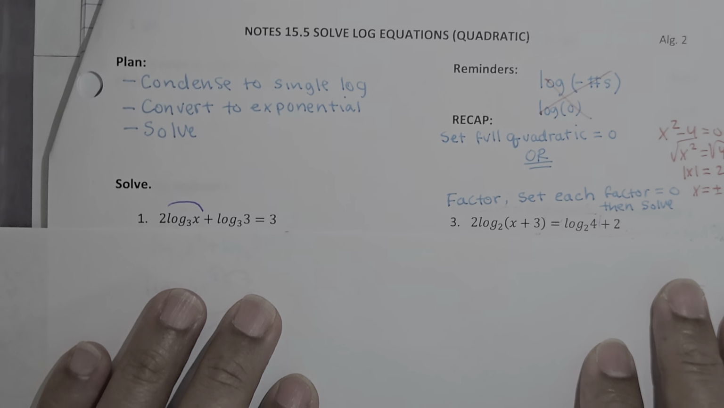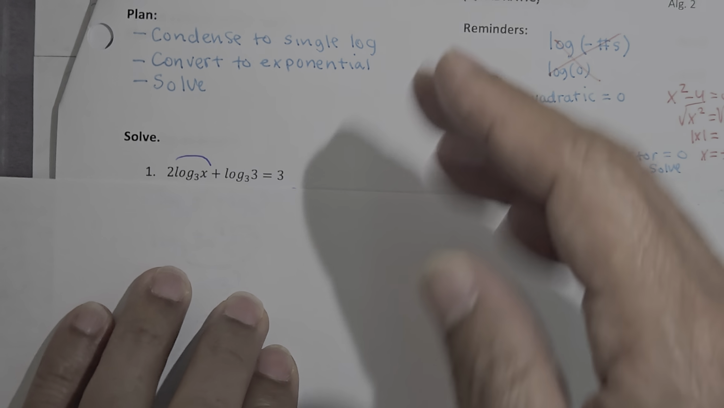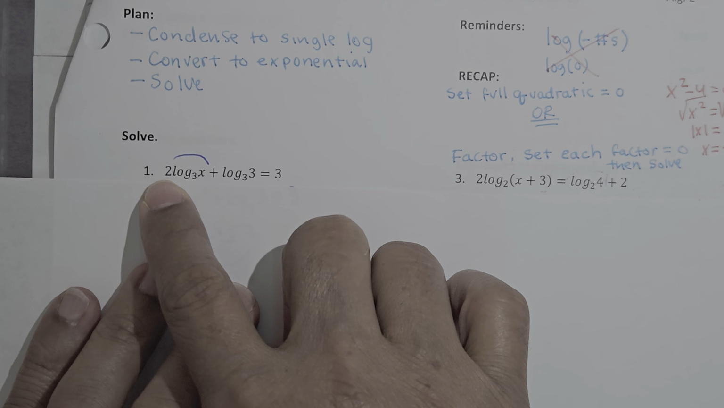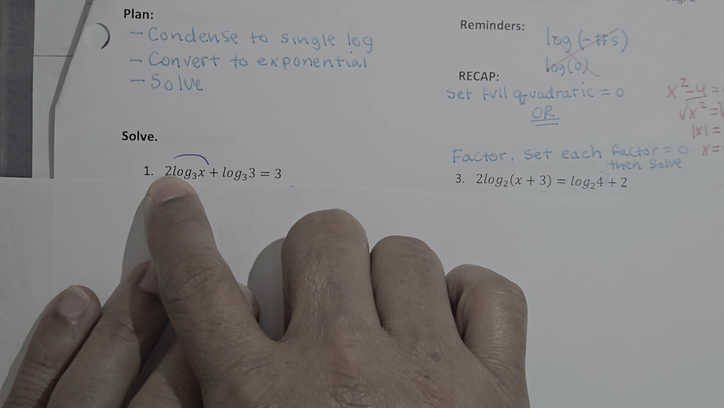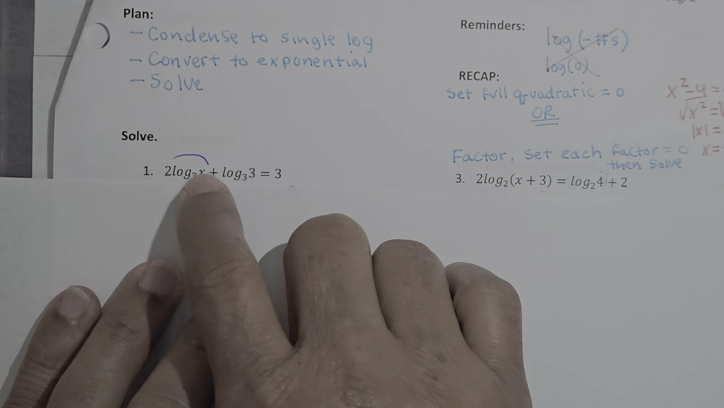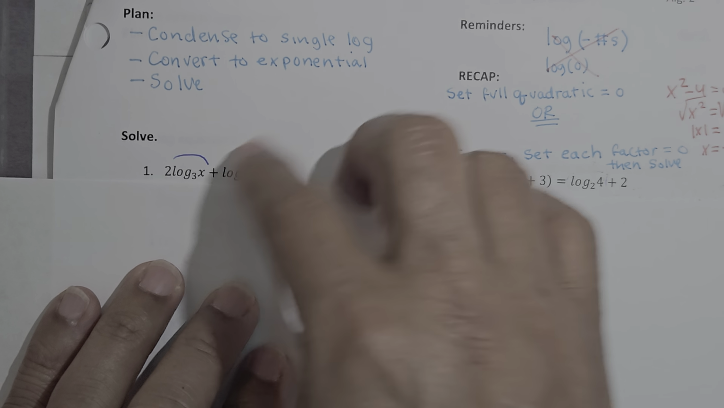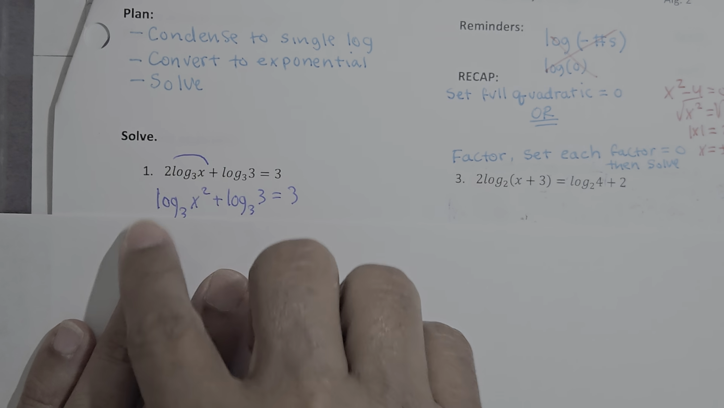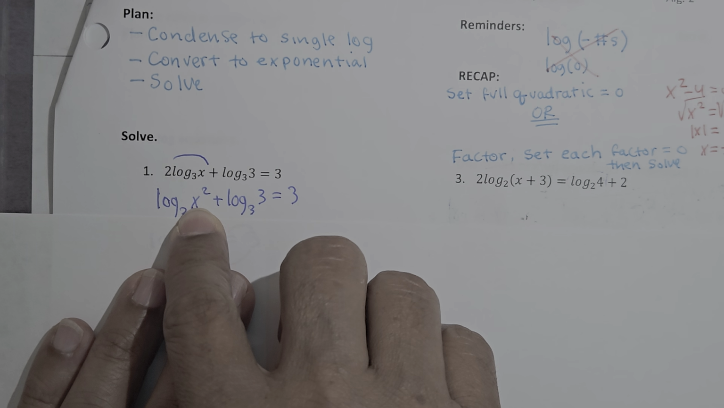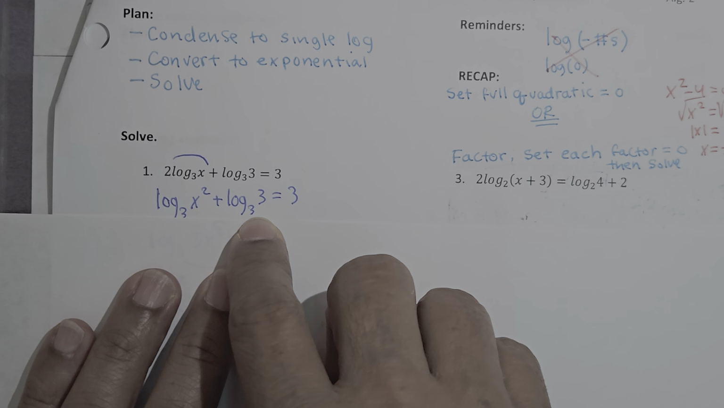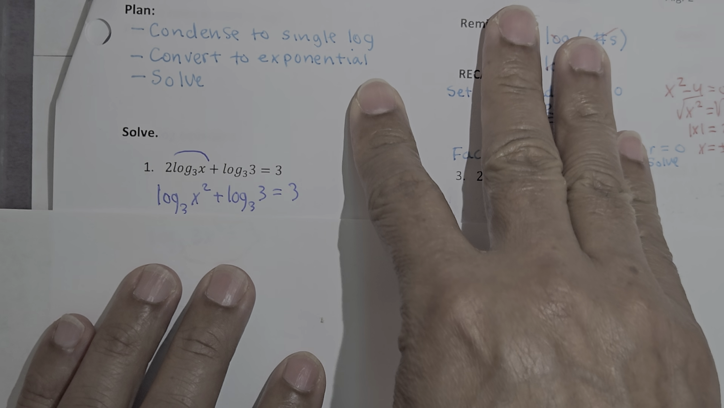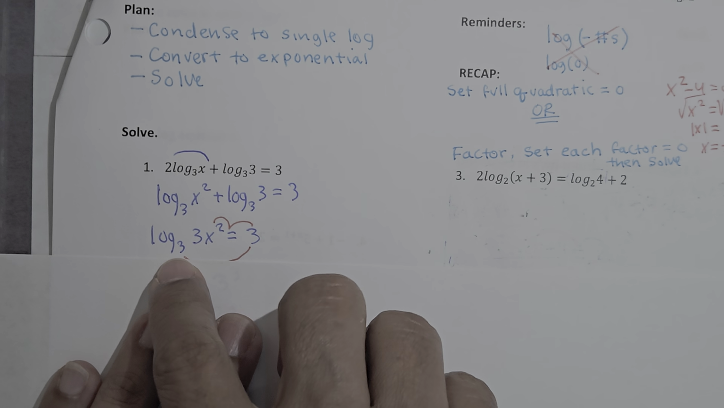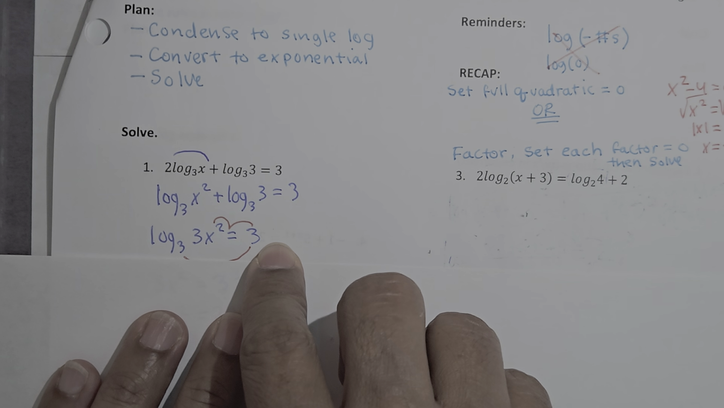So I'm going to go over these examples. I'm going to do this column. It's already done, but I'm going to explain the steps that I've taken. Here we have a power, so I'm going to apply the power to x. So x is going to become x squared, and then I'll condense into a single log in the second step. Step 1, apply the power rule. So this becomes x squared, and this stays as log base 3 of 3. Next, I'm going to condense to a single log. So we have log base 3 of 3x squared equals 3.